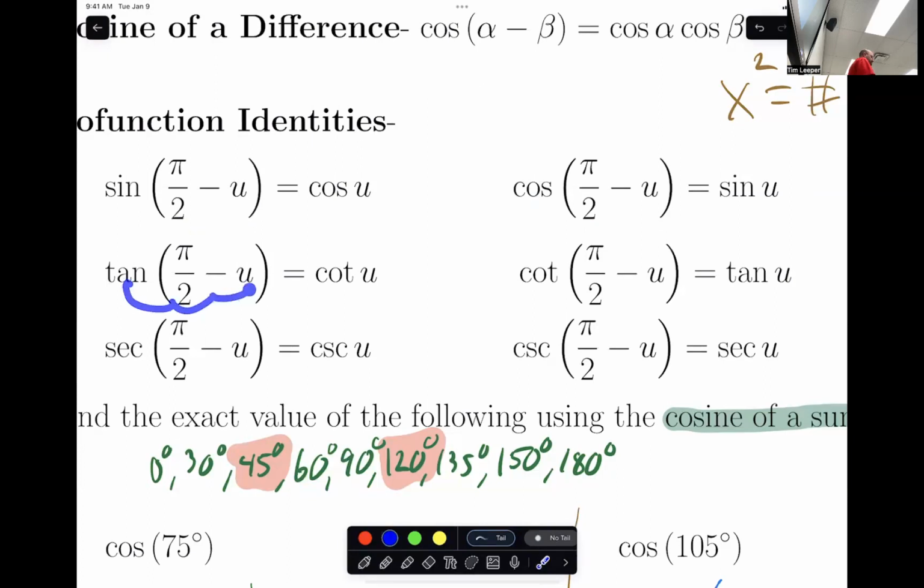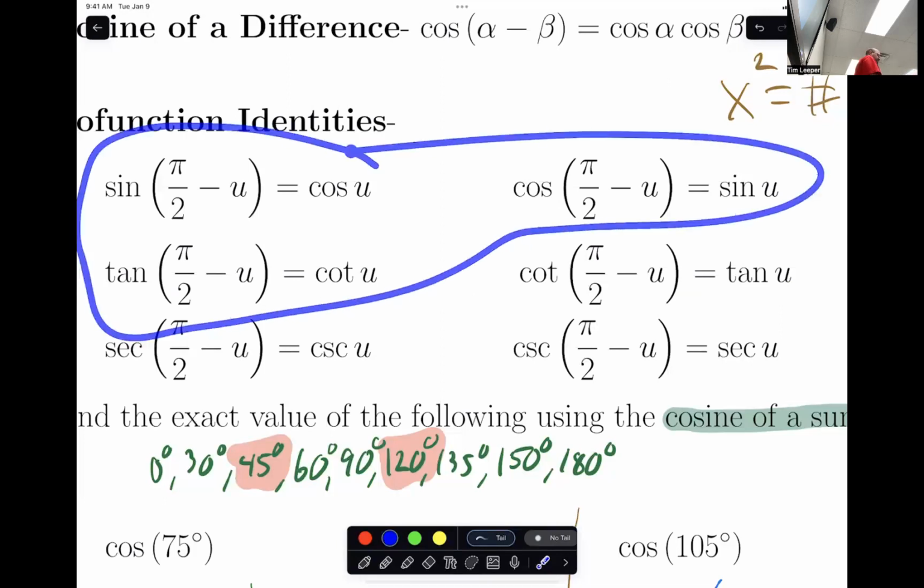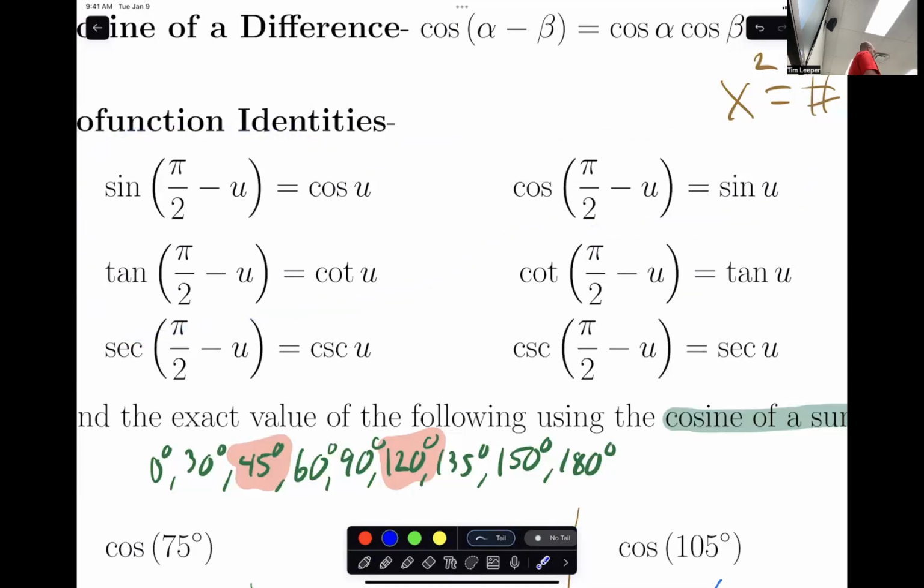Tangent of pi over 2 minus u is cotangent, and cotangent of pi over 2 minus u is tangent. Secant of pi over 2 minus u is cosecant of u, and cosecant of pi over 2 minus u is secant of u. You can just prove all of those from that right triangle that we were looking at. There you go. These are the cofunction identities. The ones that we'll use most often are the sine, tangent, and cosine, although the other three are useful in their own ways.